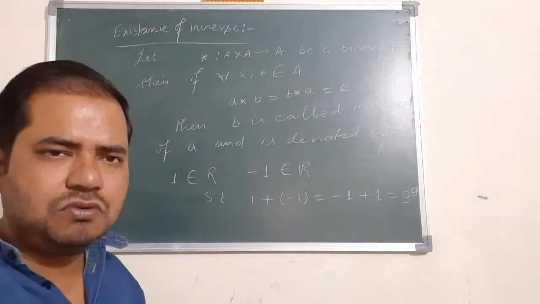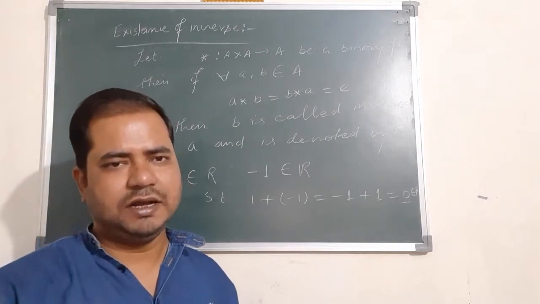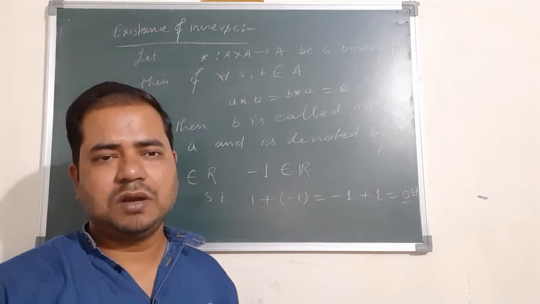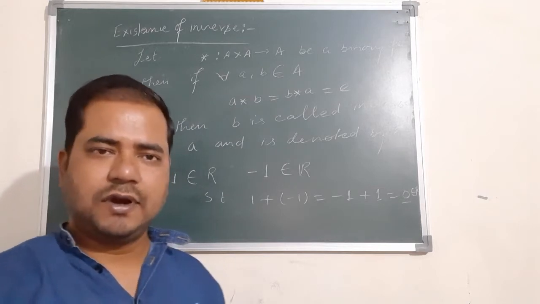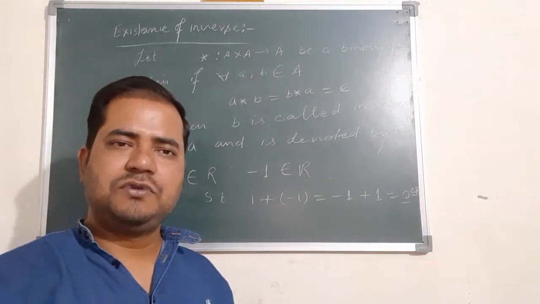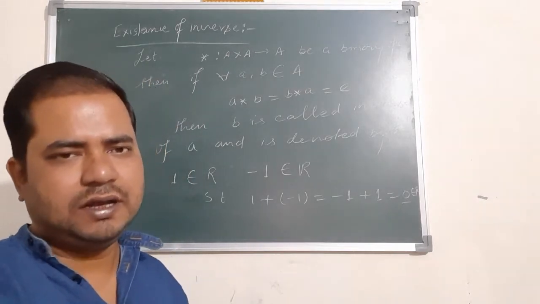Similarly, for the number 2, what is the additive inverse? Minus 2, in real numbers. But if you talk about natural numbers, then there is no inverse for any number like 1, 2. So only if you talk about real numbers do you get the inverse.